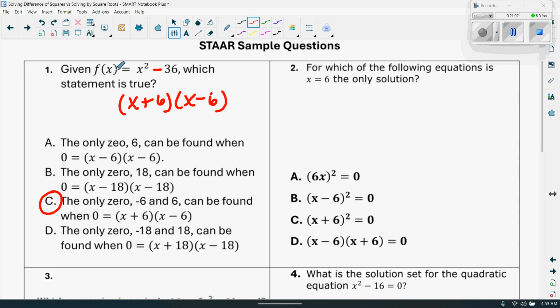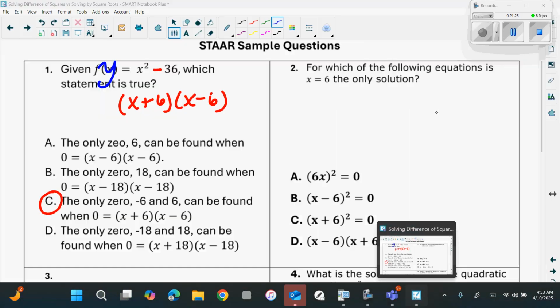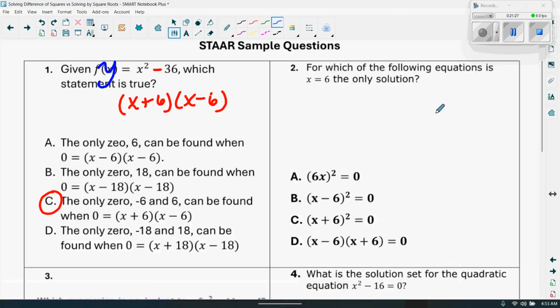Remember, f of x is the same thing as a y. So we can go to y equals. Let me just show y'all. When we do that, we graph. Remember your zeros or your solutions are the x-intercepts, so you're looking to see when the parabola touches the x-axis. And right here I can see this is at a negative 6 and it's at a positive 6. So that is another way to check your reasoning if you're not too sure which method is right.